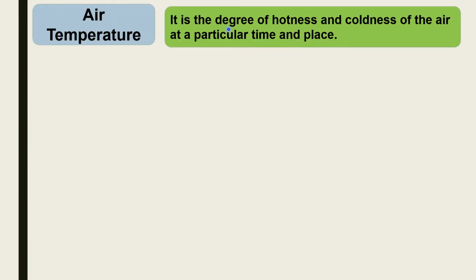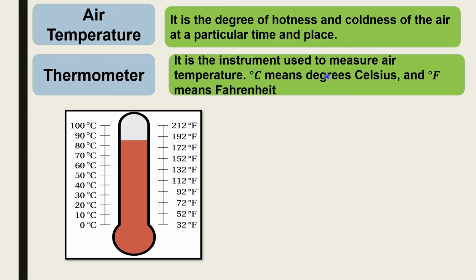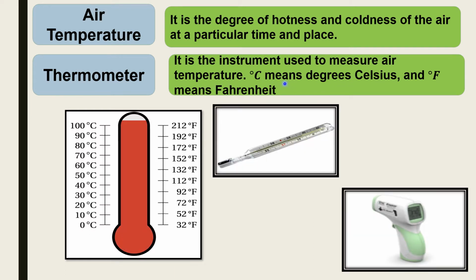Air temperature is the degree of hotness and coldness of the air at a particular time and place. The thermometer is the instrument used to measure air temperature. C means degrees Celsius and F means Fahrenheit. The higher the recorded temperature, the hotter it is, while the lowest temperature means coldness. As you may see, there is a manual and a digital thermometer nowadays.